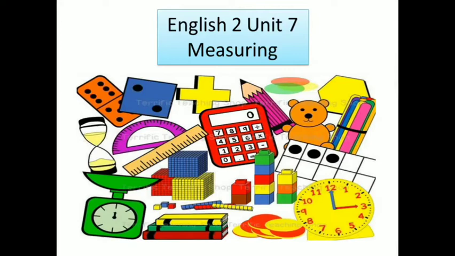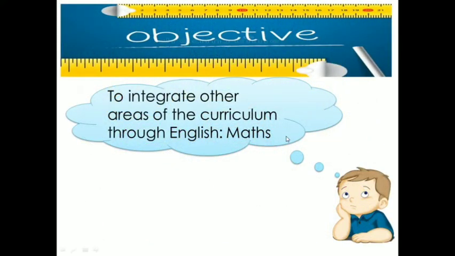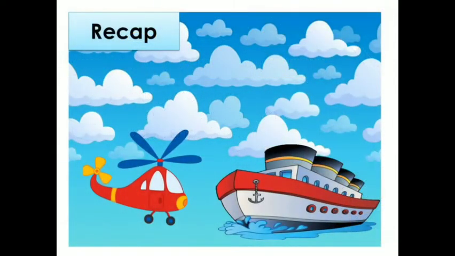Today we are going to learn English 2 Unit 7, and it is measuring. So it's all about numbers. Our topic for today, or objective, is to integrate other areas of the curriculum through English, which is maths. Okay, are you all ready? But first and foremost, we are going to have a recap.